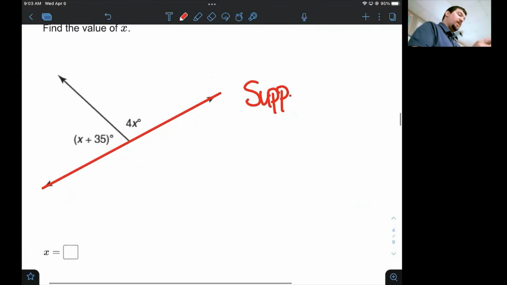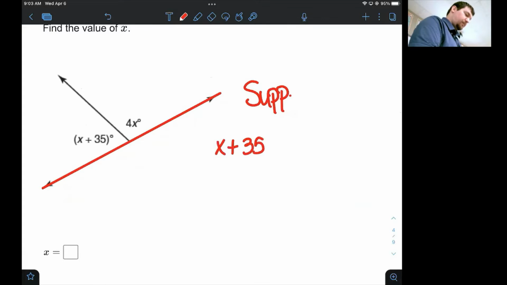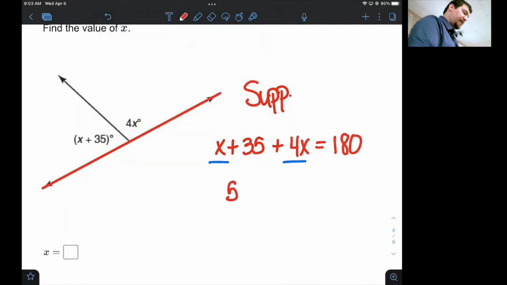So because I know they add to 180, the equation I'm going to write is X plus 35 plus the 4X angle has to equal 180. Whitney, what does 1X and 4X add up to? All right, so the first step is to always simplify. If there's more than one variable term or more than one constant term on the same side of the equal sign, you should simplify them or combine those terms together first. So now we have 5X plus 35 equals 180.